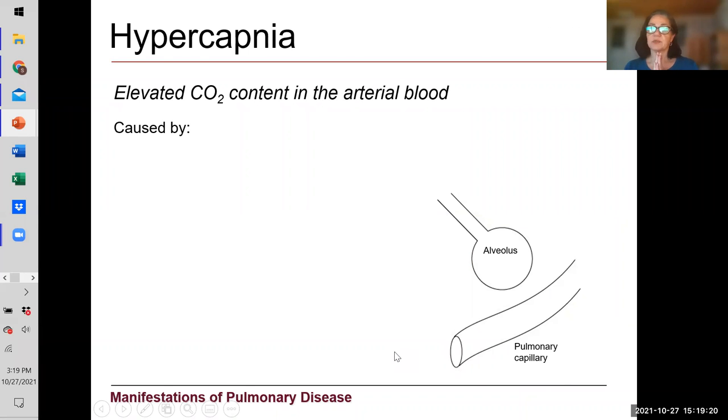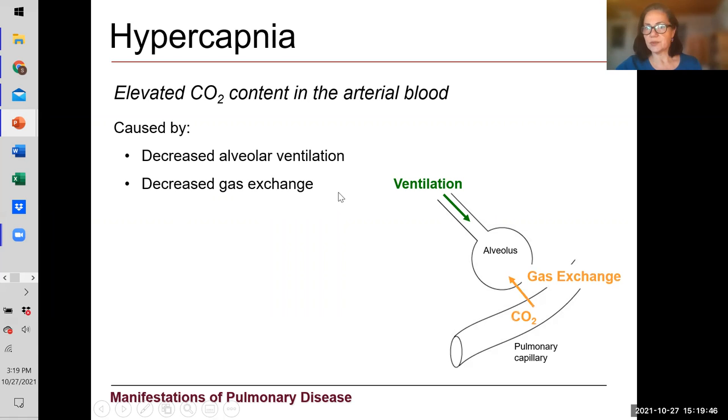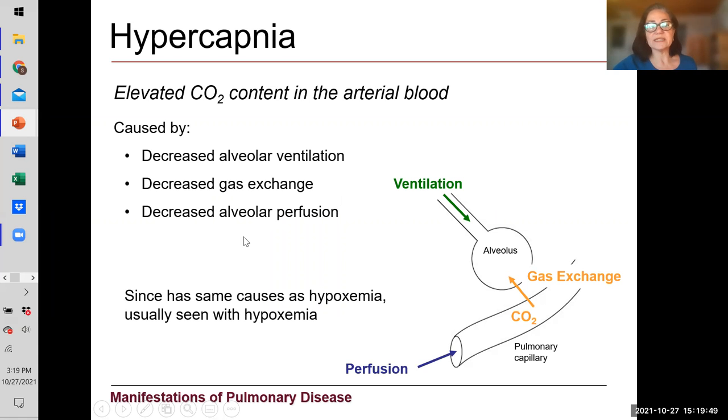Okay. So we said that there were two problems that could result. You have not enough oxygen, or the other problem is having too much carbon dioxide. And actually both of those things often happen at the same time. That complementary problem, having too much carbon dioxide, is known as hypercapnia. And it's caused by exactly the same things that cause the hypoxemia: decreased ventilation, decreased gas exchange, and/or decreased alveolar perfusion. And since it has the same causes as hypoxemia, it's usually seen with hypoxemia.